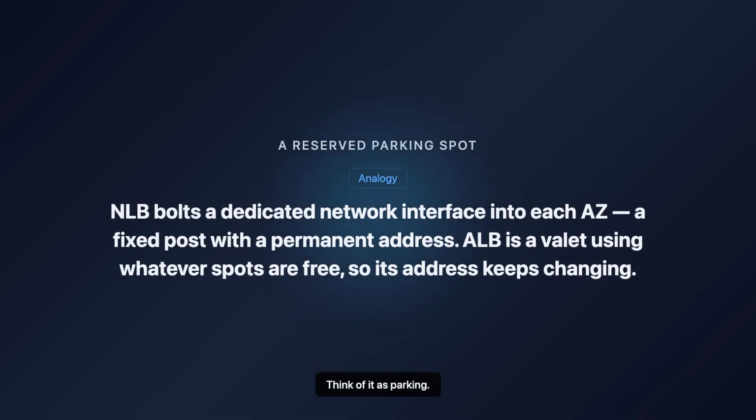Think of it as parking. The network load balancer's static IP is a reserved spot with a permanent address. When you enable a zone, Amazon Web Services bolts a dedicated network interface into that zone, like installing a fixed post in a specific space. That post's address never changes no matter how much traffic flows through. The application load balancer, by contrast, is a valet service using whatever spots happen to be free, so its address keeps changing as the lot fills and empties. That's the deep reason you can't just hand an ALB a static IP. It has no dedicated post to bind one to.